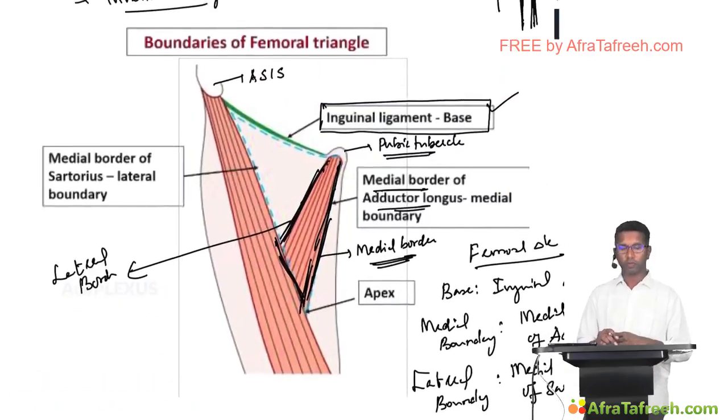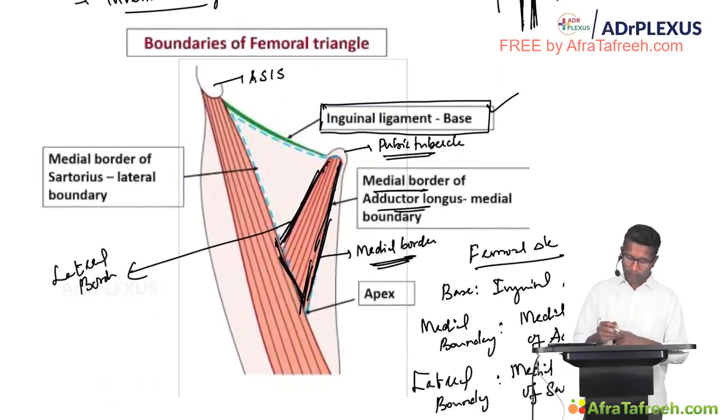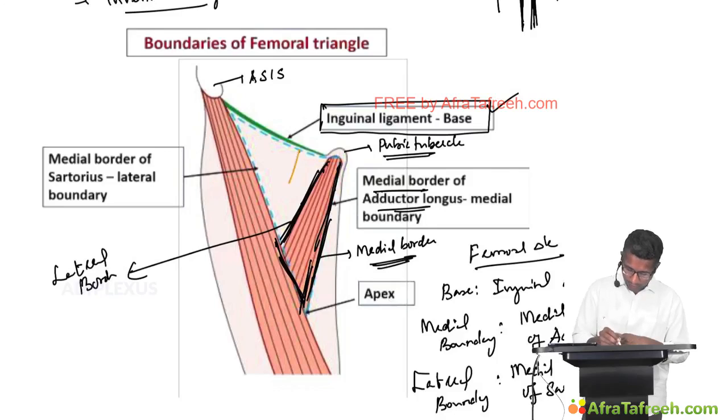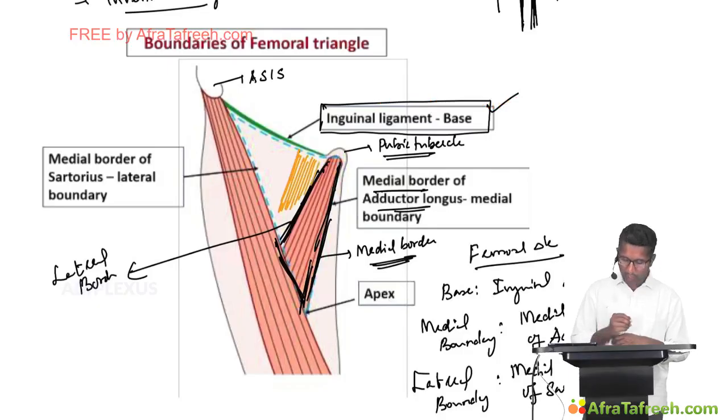Now coming to the floor of the femoral triangle. Already we have seen one part of the floor, that is the adductor longus. The next muscle which forms the floor is the pectineus muscle. There is a muscle lateral to the adductor longus. This muscle is called the pectineus muscle.